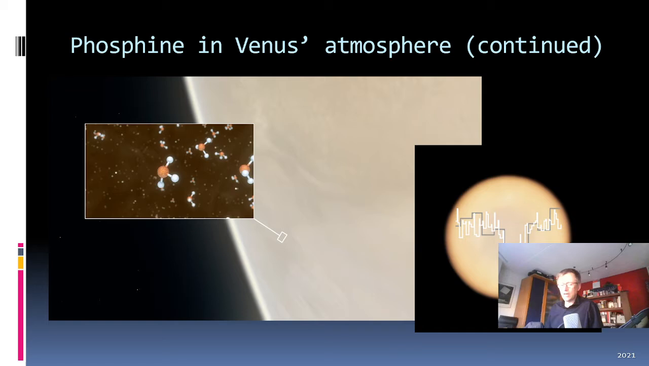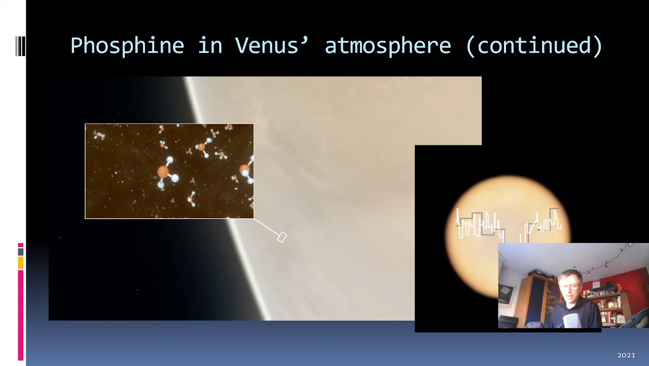And then other papers came. Well, actually, it's statistically not significant, so maybe it's not there. Then the original team came back and said, well, maybe the concentration we found is a little bit lower, but we still think that phosphine is in the atmosphere. A couple of months ago, they did follow-up observations with, I think, the ALMA telescope in Chile, and they still found phosphine. So phosphine seems to be here to stay. And of course, we want to know more about this.